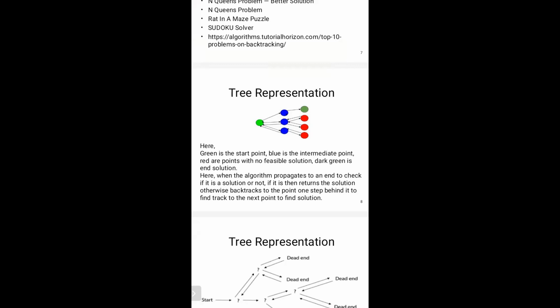When you are reaching the leaf nodes, if it is red, that means it is not giving any solution. It is a dead end. Again, you move back to the intermediate node and try to find the alternative path to get the solution. So here, the algorithm propagates to an end to check if it is a solution or not. If it is, then it returns the solution. Otherwise, it backtracks one step behind to find the next point to find the solution.